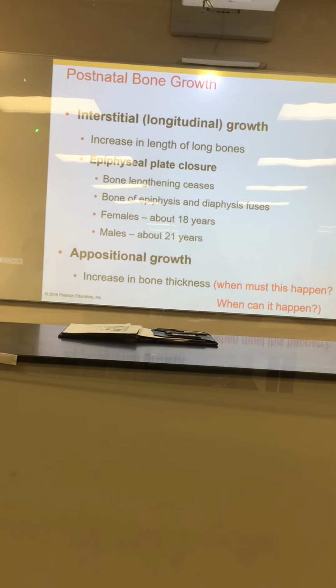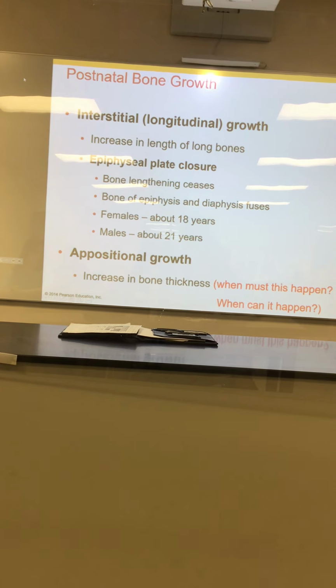Interstitial growth, increasing in length, requires a growth plate, all right? Requires a growth plate. And this growth plate has cartilage in it, but over time, the growth plate cartilage goes away and the bone solidifies and the bone can no longer lengthen. You have to have the growth plate for the bones to get longer. And we, as adults, have gone through a process that we tend to call plate closure, okay? Plate closure.